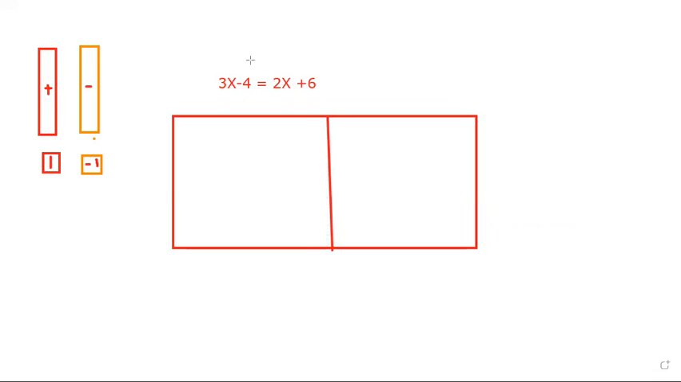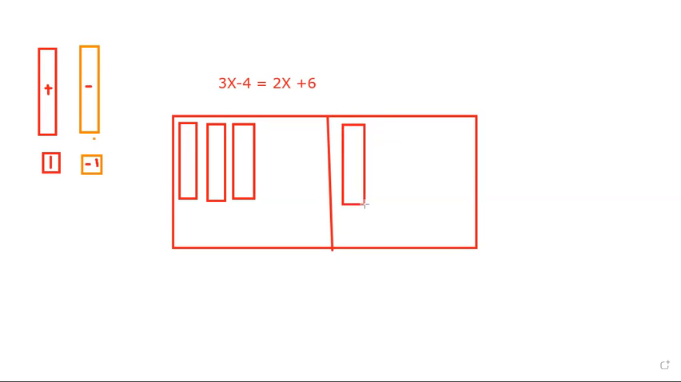Then we will start to translate our equation. We will start with what? Yeah, 3x. 3 big positive rectangles. Thank you. So I have this is 1, and then 2, and then 3. And for the other side, I have how many? 2 big positive rectangles. Thank you. So this is 1, and this is 2.